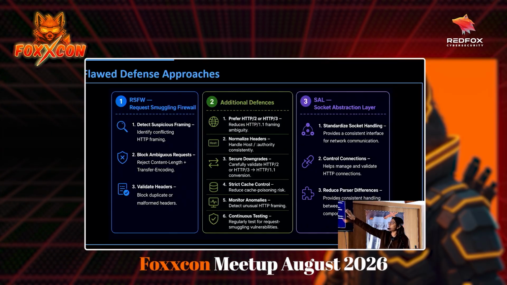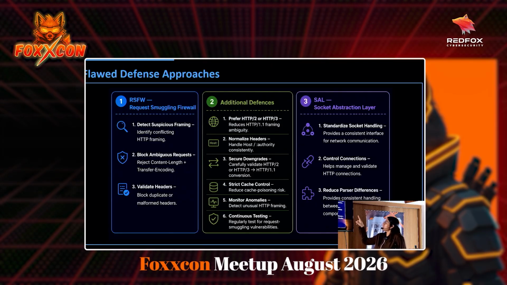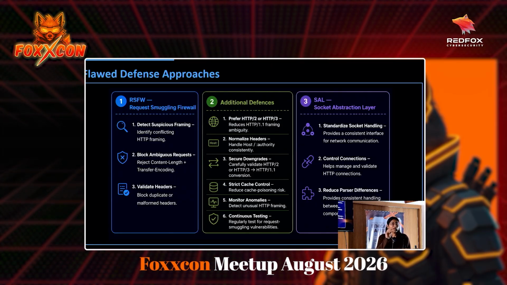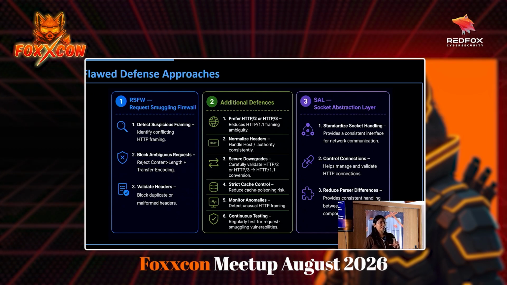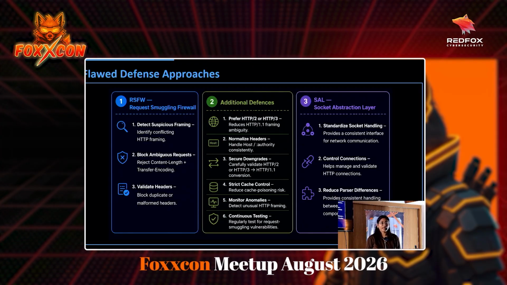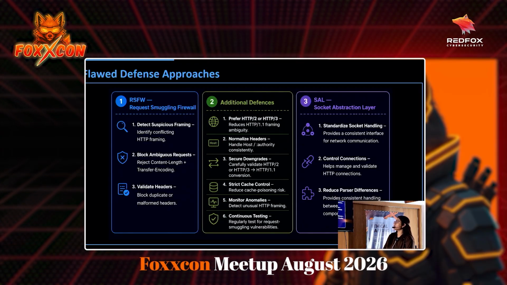Now at the socket layer, standardized socket handling, like it should be one request, an additional request should not go along with that. Then control connections. Control connection means, again the same, for one request there should be only one response. An additional request should not be allowed even though it is 1.1. So we have to take care of that at this end.